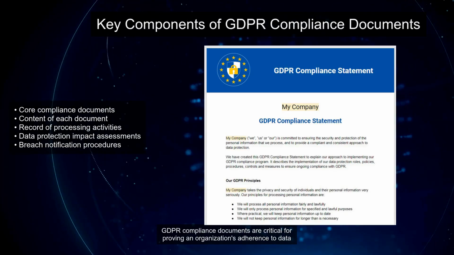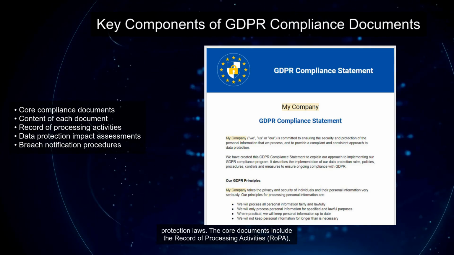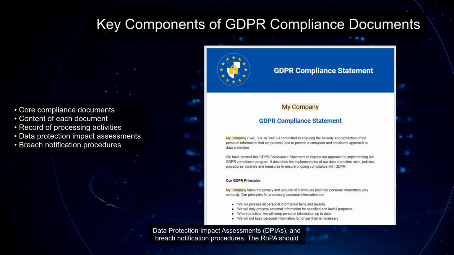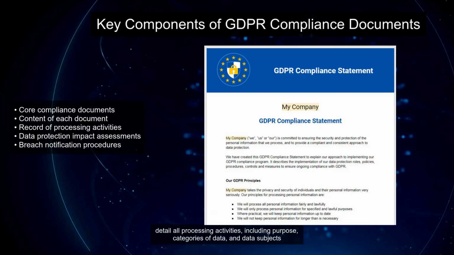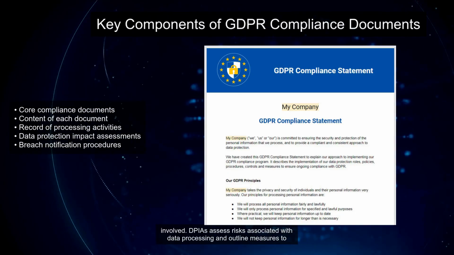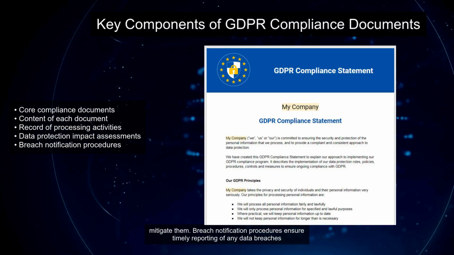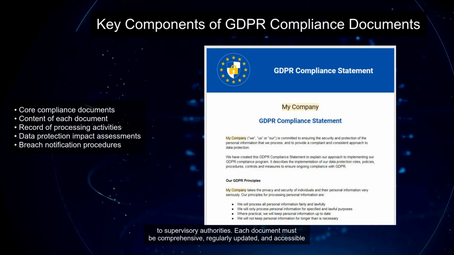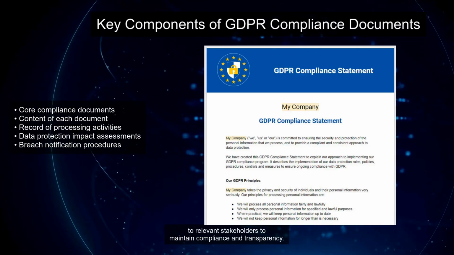GDPR compliance documents are critical for proving an organization's adherence to data protection laws. The core documents include the Record of Processing Activities, ROPA, Data Protection Impact Assessments, PIAs, and Breach Notification Procedures. The ROPA should detail all processing activities, including purpose, categories of data, and data subjects involved. PIAs assess risks associated with data processing and outline measures to mitigate them. Breach notification procedures ensure timely reporting of any data breaches to supervisory authorities. Each document must be comprehensive, regularly updated, and accessible to relevant stakeholders to maintain compliance and transparency.